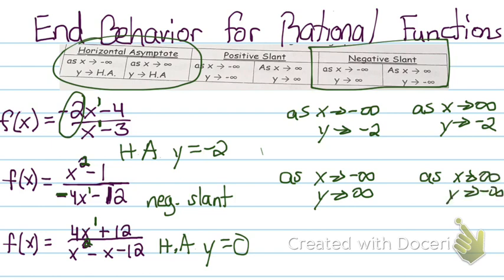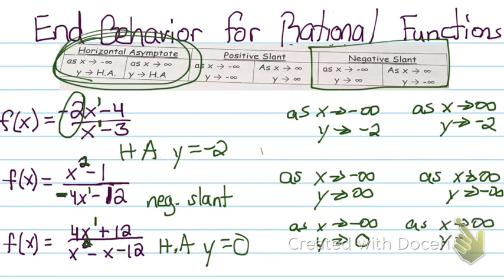In the last example, I'm going to go right back here because I have a horizontal asymptote. As x approaches negative infinity, my y approaches my horizontal asymptote, which is 0. And as x approaches positive infinity, my y approaches my horizontal asymptote. And that's it.